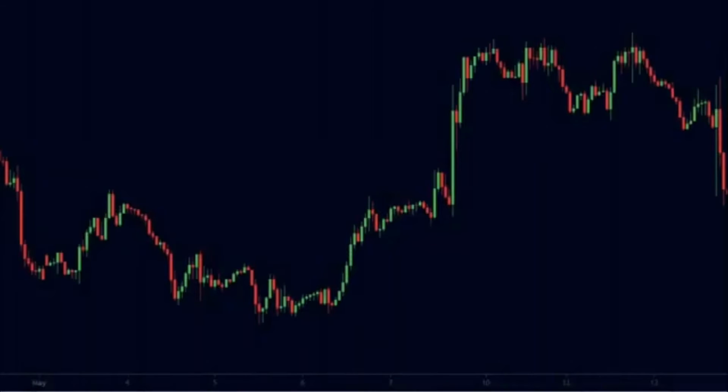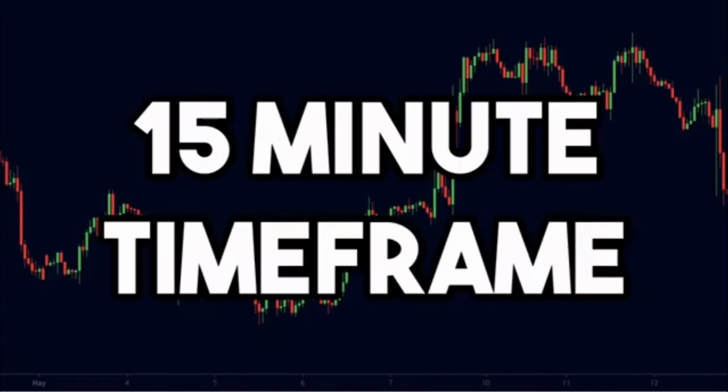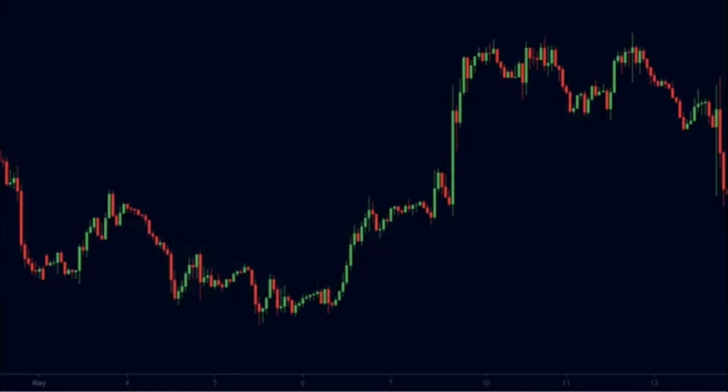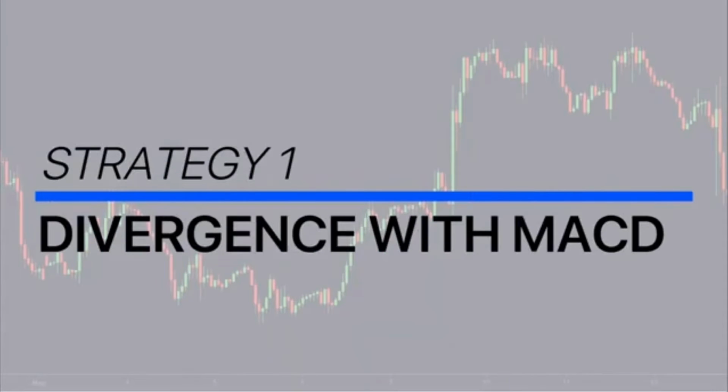An important point to note here is that we will use the 15-minute time frame for this strategy. I believe that time frames shorter than 15 minutes have a lot of unnecessary market noise. Hence, I recommend using a 15-minute time frame or higher. With that being said, let us start with the MACD indicator.